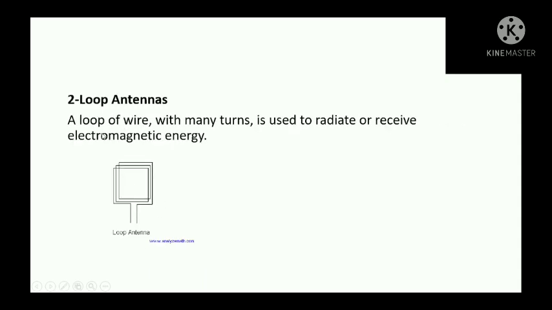Second, loop antenna. A loop of wire with a magnetic field is used to radiate or receive electromagnetic energy.